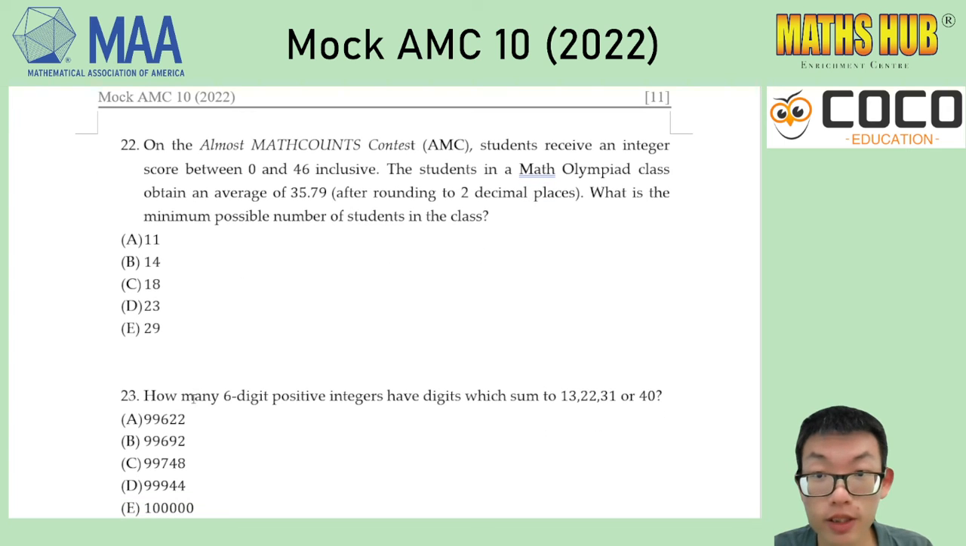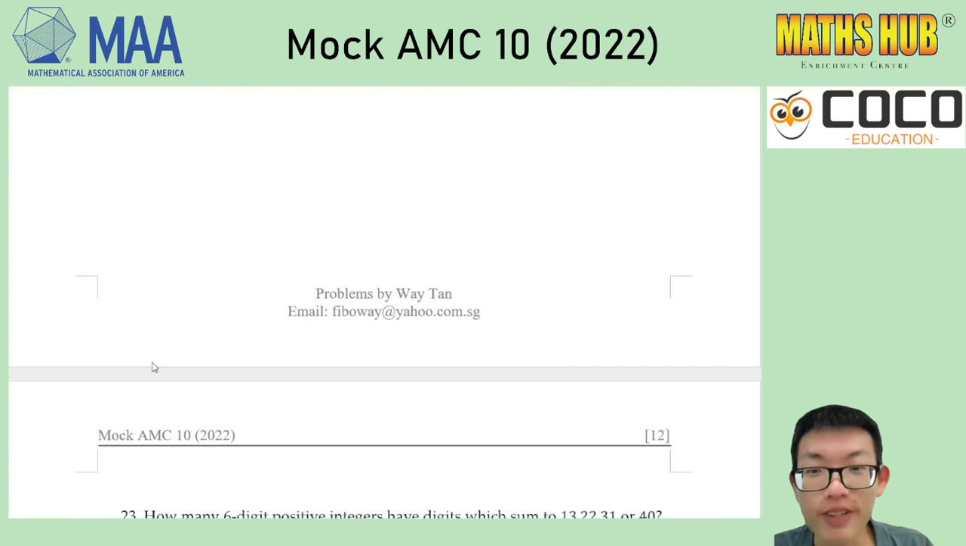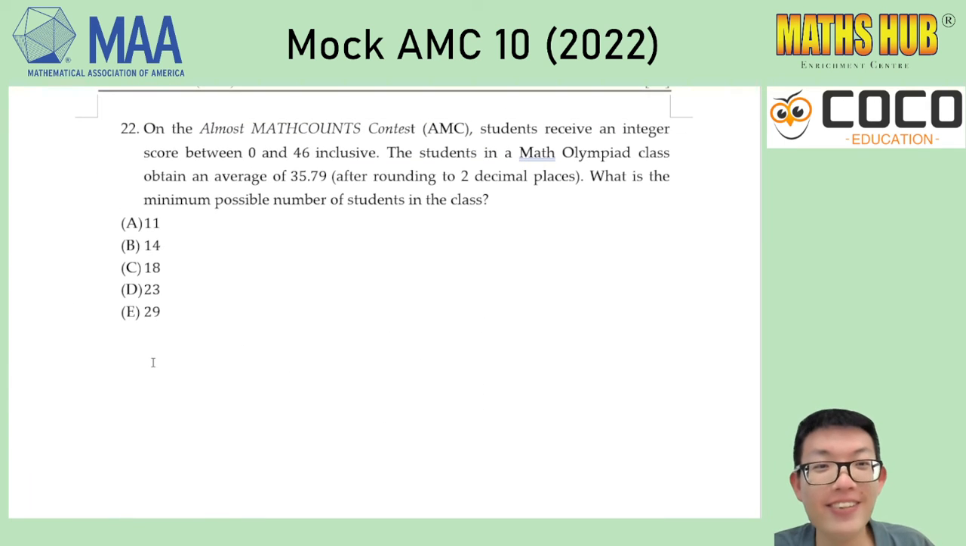22. On the Almost Math Counts contest, students receive an integer score between 0 and 46 inclusive. The students in the Math Olympiad class obtain an average of 35.79 after rounding to 2 decimal places. What is the minimum possible number of students in the class?